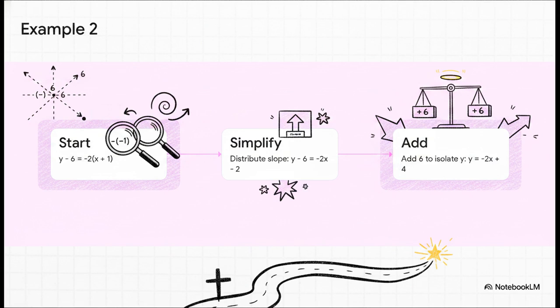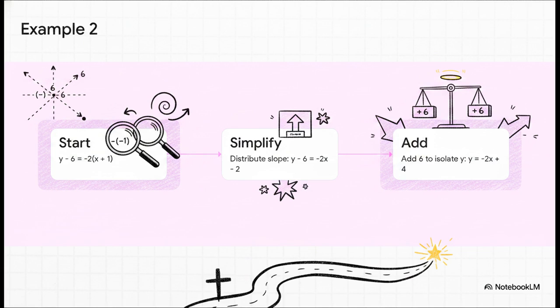We've got the point (-1, 6) and a slope of -2. When we plug it in, remember the formula is x minus x1. Since our x1 is -1, we actually have x minus negative 1, which beautifully flips into x plus 1. So our starting equation is y minus 6 equals -2 times the quantity x plus 1.